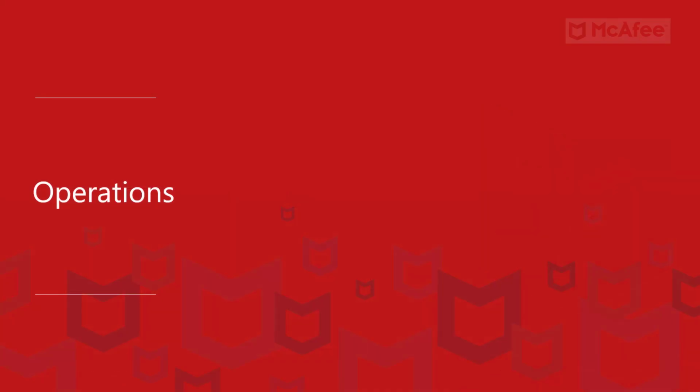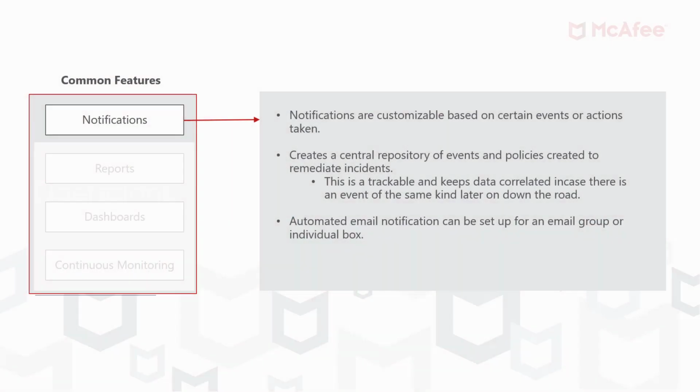So switching gears, let's dive into operations. For operations, we're going to cover 4 common features found within ESM. First, we'll dive into notifications. Notifications are fully customizable as well as fully automated email notifications. So when an event occurs, the ESM can send an automated email to designated individuals or an email group.